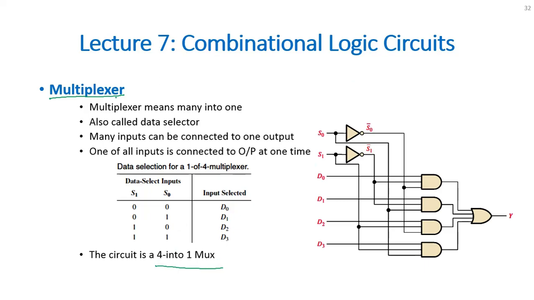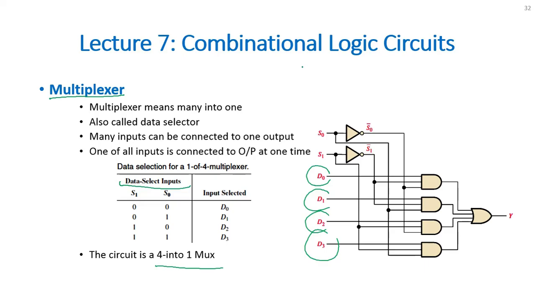There are a lot of electronic devices where there are a lot of data inputs available, and you need only one data input at a certain time. So how could this be selected? This is basically done using the data selection bits. For example, at a certain time I need to connect D0 with Y. At another time I need to connect D1 with Y, then D2 with Y, then D3 with Y. So at a time only one input can be connected to the output.